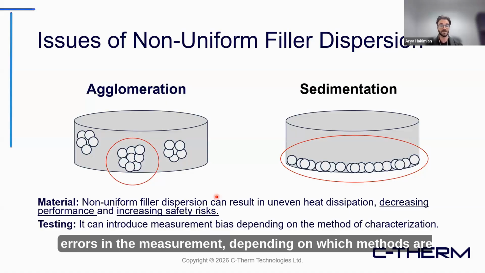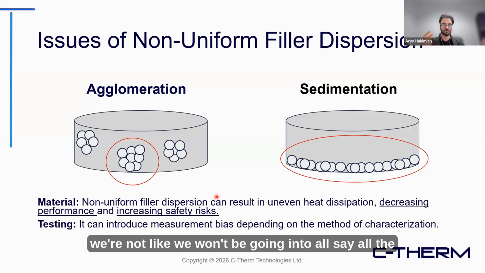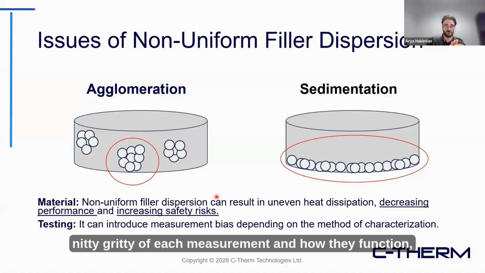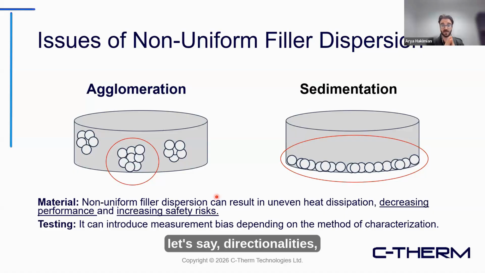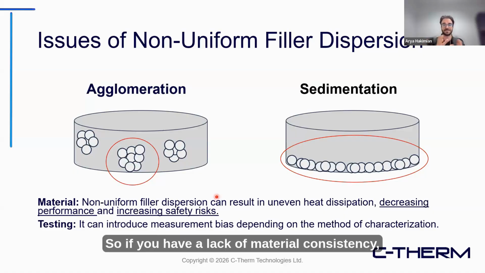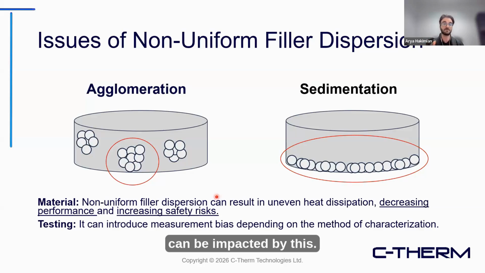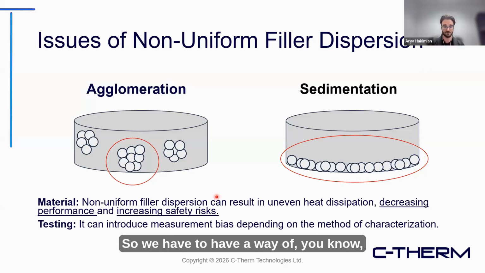which methods are used. We won't be going into all the nitty-gritty of each measurement and how they function, but different methods will have different, let's say, directionalities, different evaluated volumes. So if you have a lack of material consistency, what's being read from your measurements can be impacted by this. So we have to have a way of understanding if this is actually going on in our system or not.